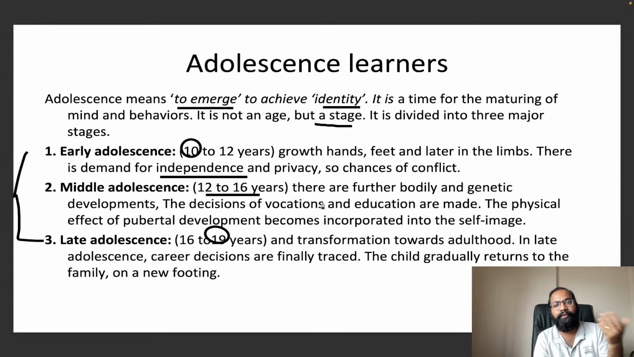A decision of vocations as well as education. That means they are able to take decisions like which one I need to study, which one I'm not interested in, I'm not interested in mathematics, I'm interested in biology, something like that. The physical effect of the pubertal development becomes incorporated into their self images. And late adolescence means they will convert into adulthood, okay, and they are able to take their decisions. That means they are ready to take decisions regarding their career by themselves, and the child gradually returns to the family on a new footing. Okay.